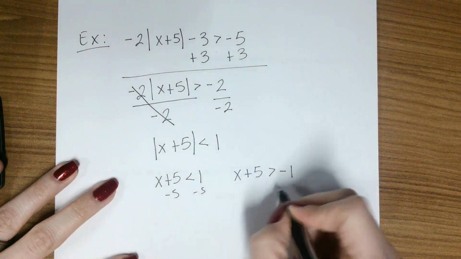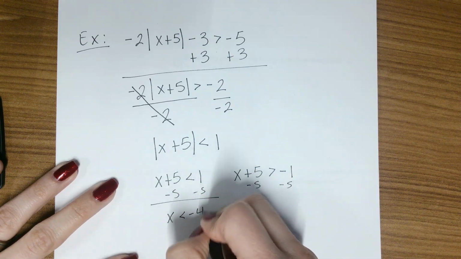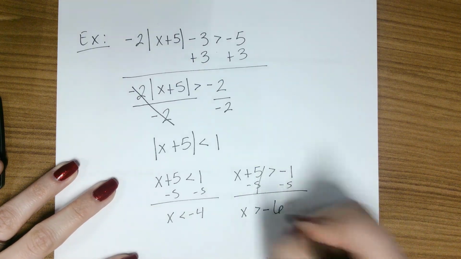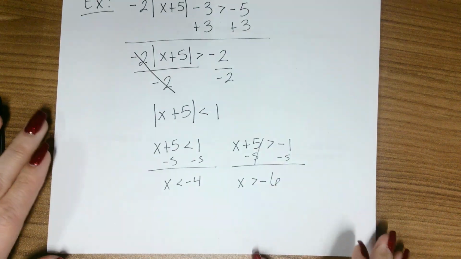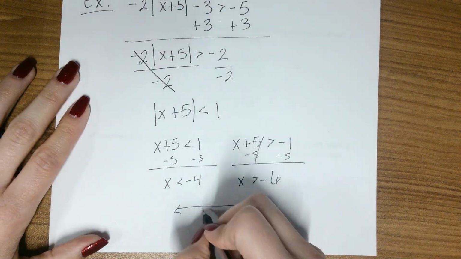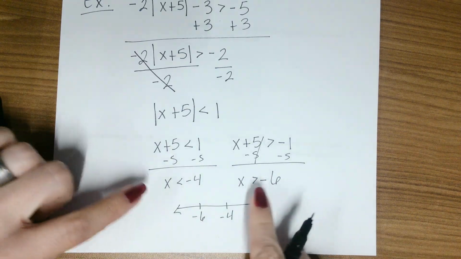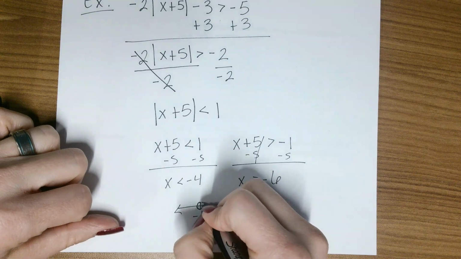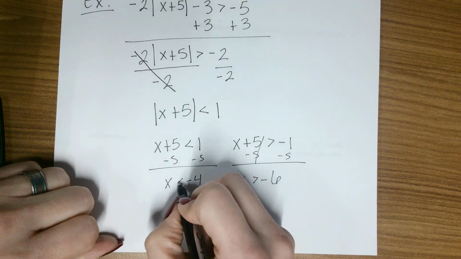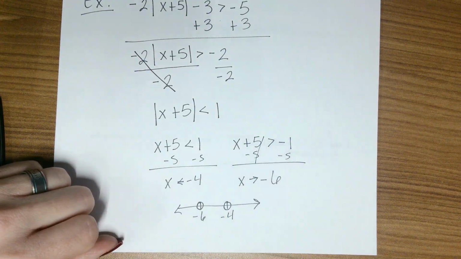Subtract 5 from both sides. I get that x is less than -4 and x is greater than -6. And so we can do this on a number line, see how many inequalities we'll actually have. Here is -6, here is -4. Neither of them are equal to, so I know I have open circles, and now let's see which way we're supposed to shade. From -4, I'll end up shading to the left, and from -6, I'll shade to the right.